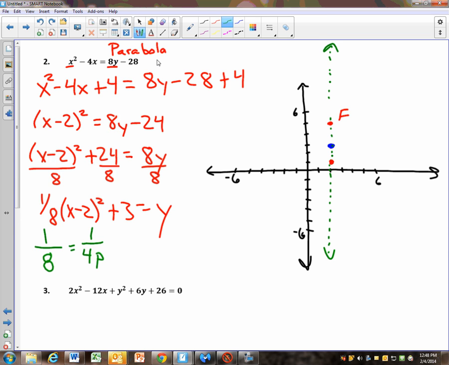And the directrix is a line. Is it going to be a horizontal line or vertical line? Horizontal, because it's perpendicular to the axis of symmetry. What line runs through the focus? Latus rectum. The length of the latus rectum is equal to the absolute value of 4 times p. What's 4 times p? 8. So 4 units on each side.